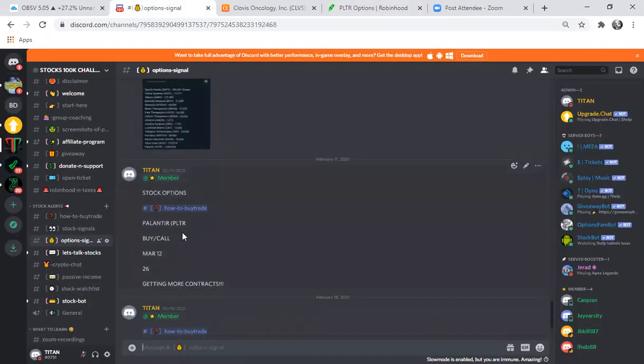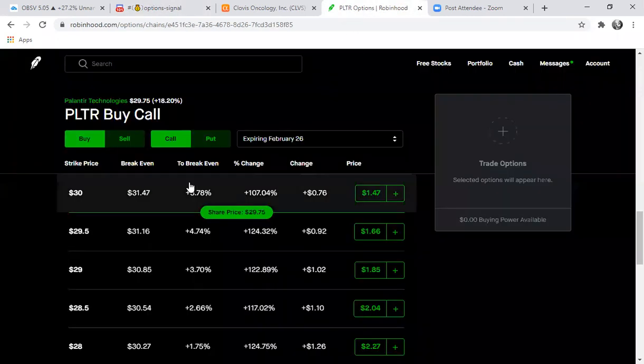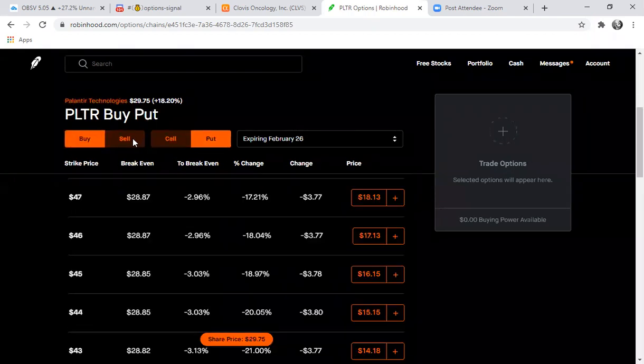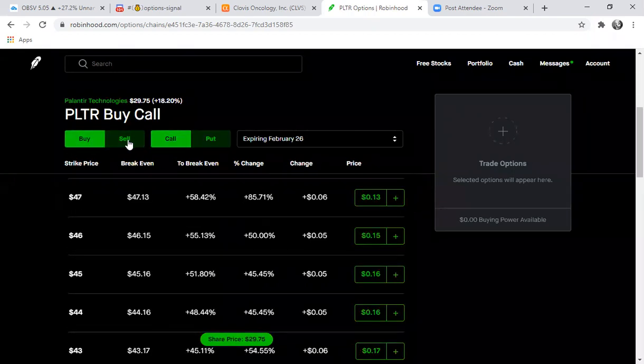So Palantir, buy, call. Buy, call. It's really simple, guys. All you're going to do is up top, it's going to look the same way on your phone. Buy, call. You just make sure buy and call are highlighted. That's it.